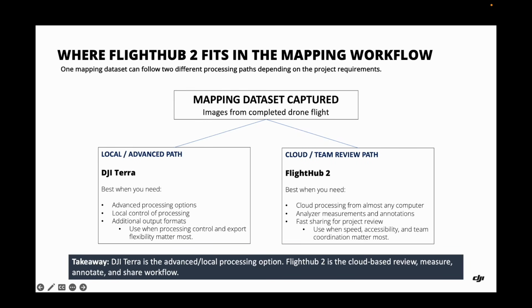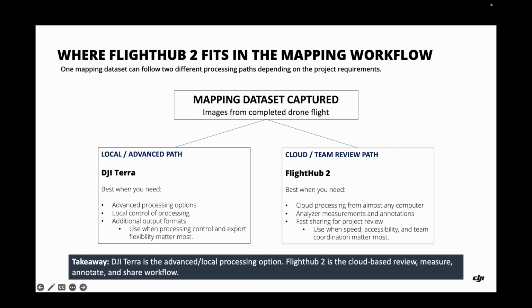DJI Terra is still the better choice when you need more advanced processing options, local control, or additional output formats. FlightHub 2, on the other hand, is cloud-based, so you do not need a high-performance local computer to process the map. As long as you have access to FlightHub 2, you can upload the dataset, start the processing, and review the results from almost any computer.